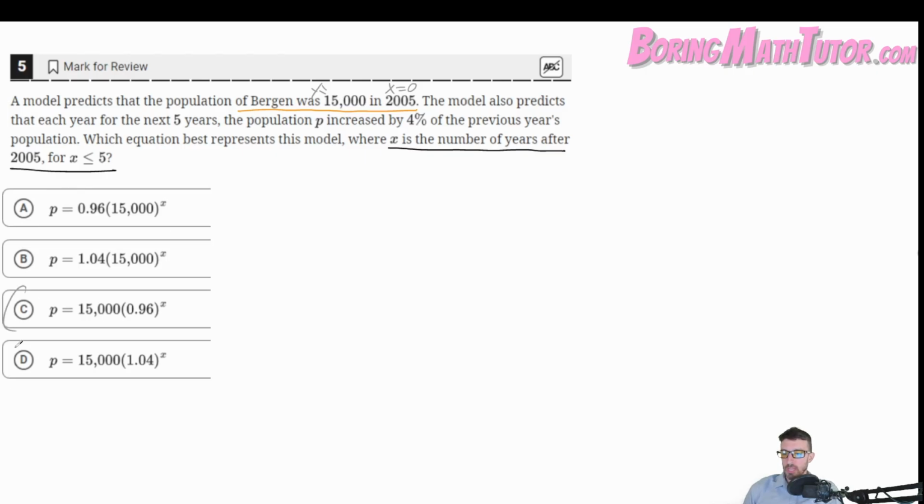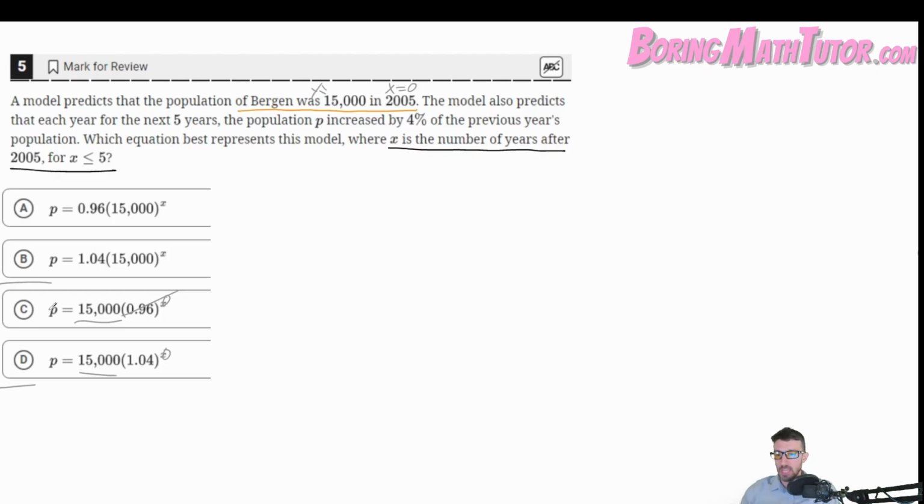Well, that's only going to happen in C and D, because if you plug in the 0 right here, these will just turn into 1, and then 1 times 15,000 is 15,000. So that's a fact that you should know. You should be able to narrow that down immediately. Like, this entire process should have only taken you like 4 seconds, narrowing it down to either C or D.